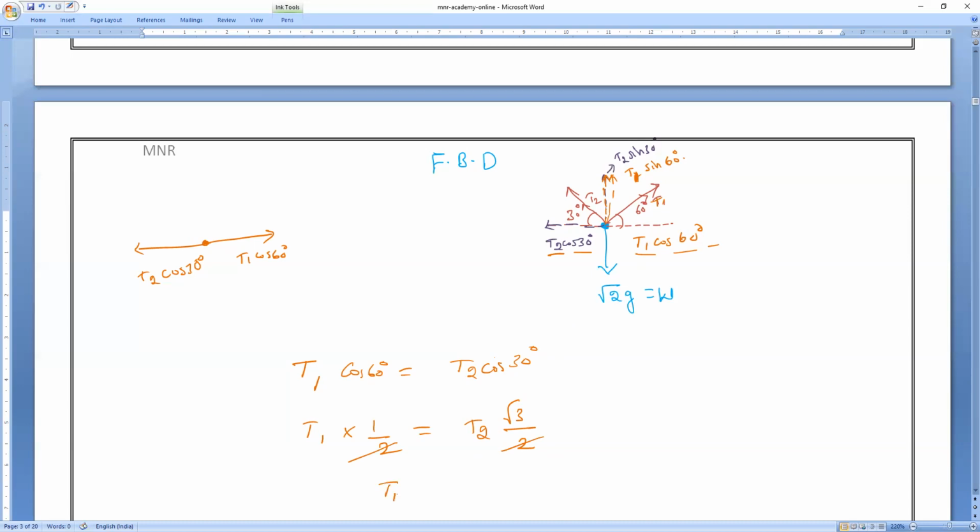So T1 is equal to how much will it come? Root 3 T2. Okay, root 3 T2. So till here you solve.